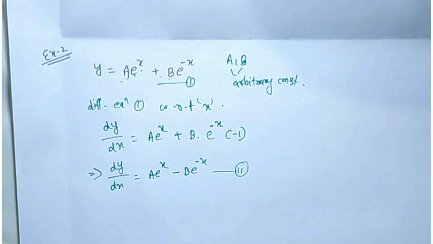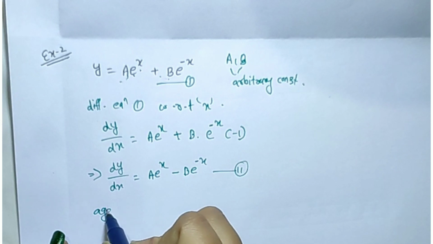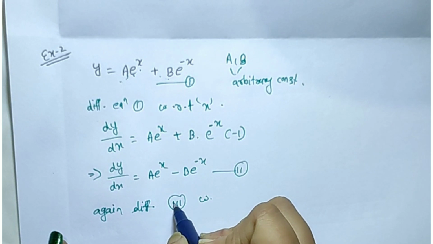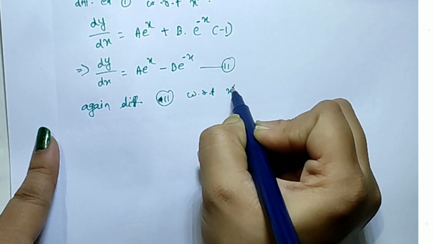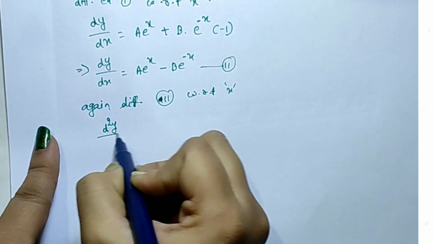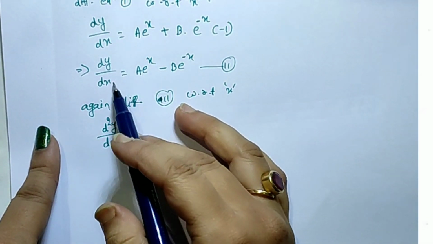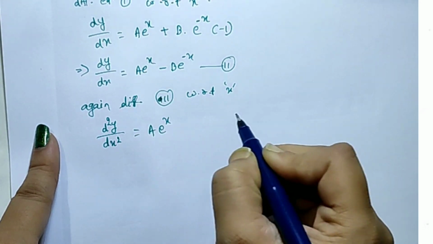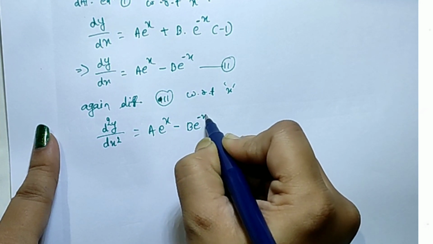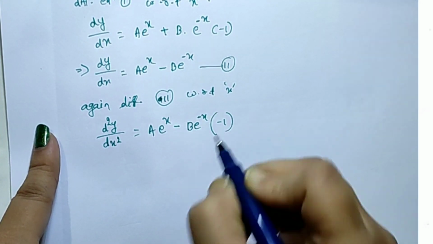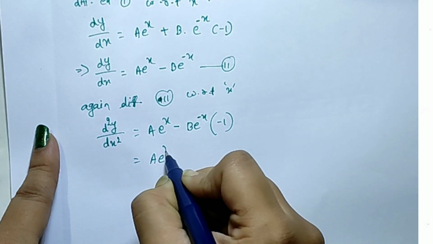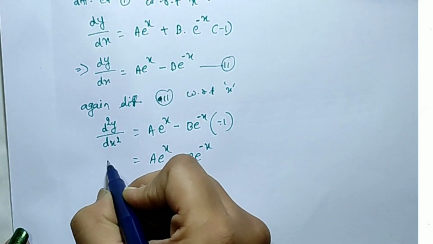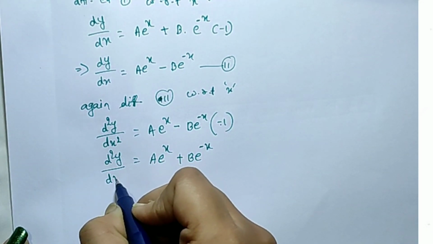Now from this equation we can't find any value of a or b, so we have to differentiate again. Differentiating equation 2 with respect to x, this will be d square y by dx square. A is constant, e power x differentiation is e power x, minus b e power minus x, and again minus x differentiation is minus 1, so d square y by dx square is equal to a e power x plus b e power minus x.